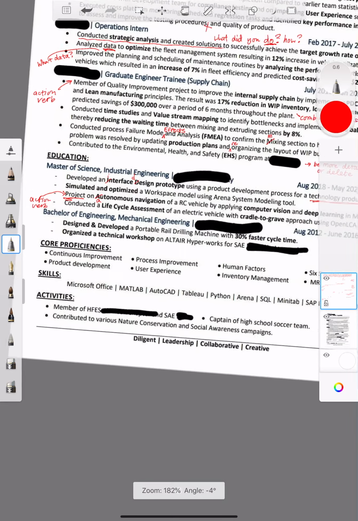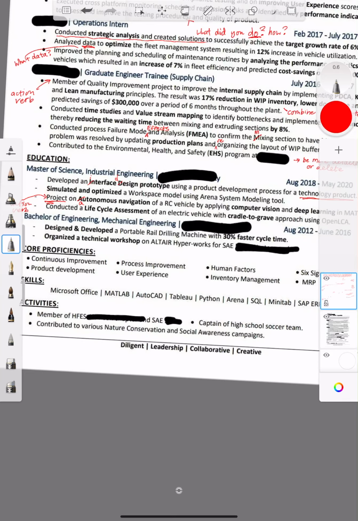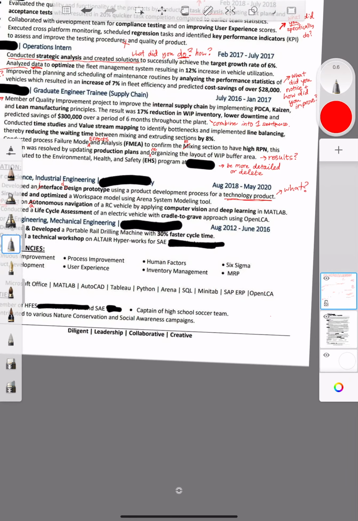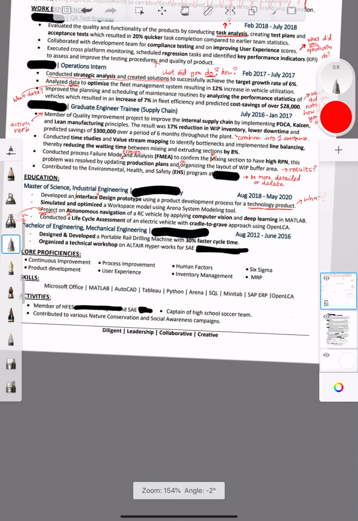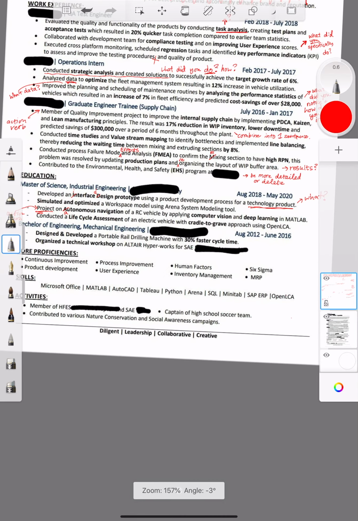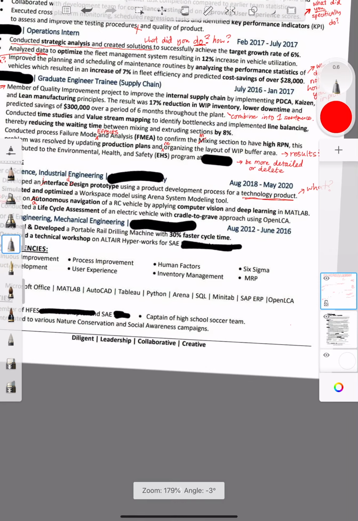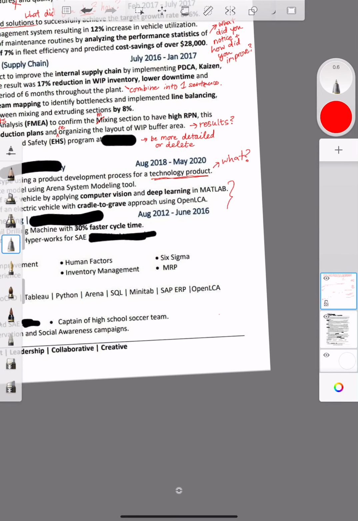"Conducted a life cycle assessment." If life cycle assessment is a common acronym like LCA, then it's okay to capitalize it. If it's not, then it shouldn't be capitalized. I'm going to assume, I'm silly, looking down here, openLCA, I guess it's okay. "Of an electric vehicle with cradle to grave approach." That is a big buzz phrase, I suppose. Again, I want more details. I want more detail.